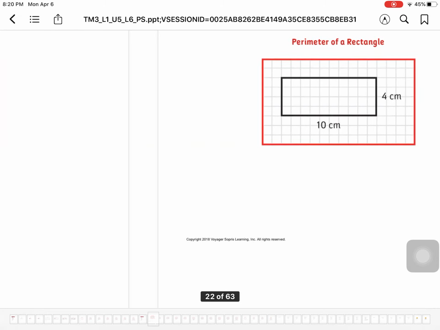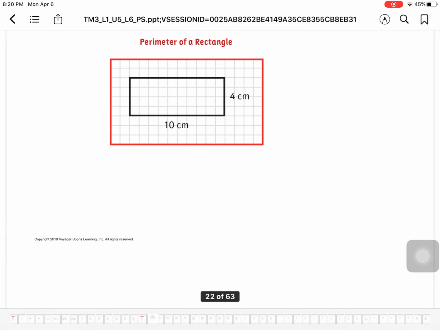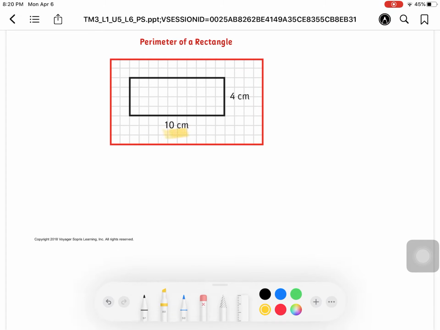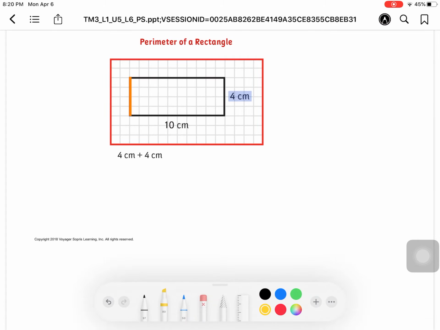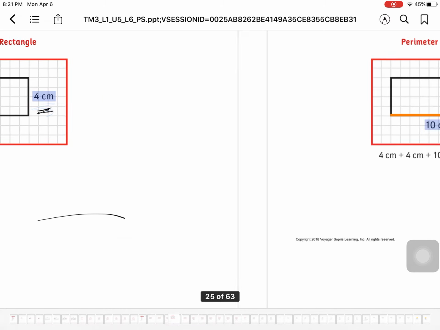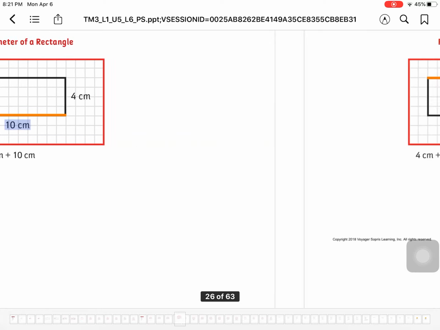So if I'm looking at the perimeter of a rectangle, I've got a length of 10 here, and then I've got a width of 4, okay? So when I'm looking at that, I'm going to take my 4, and I can't forget that there's a 4 on this side. There's a 4 here. Even though there's not a measurement on this side, I know that because in a rectangle, opposite sides are the same, so I know that side is also 4. And that goes for the opposite side here too, so I know that's 10.